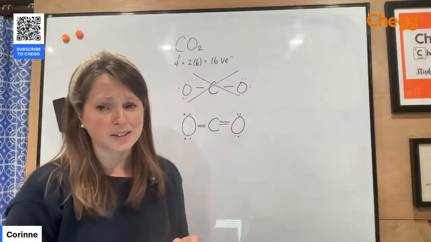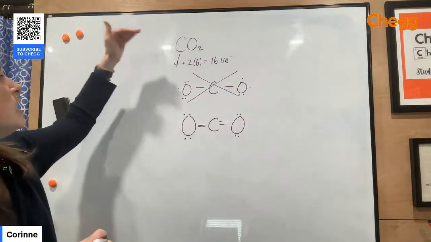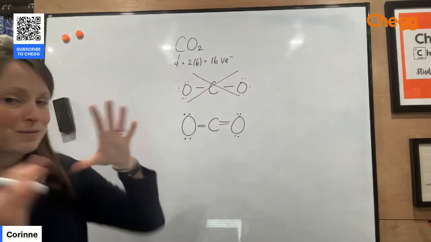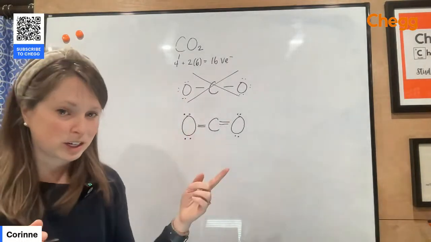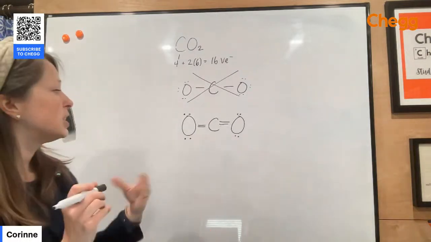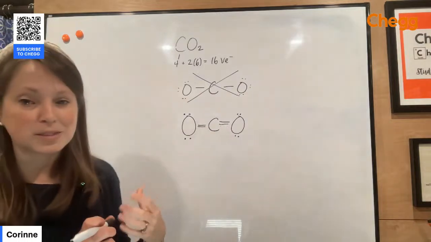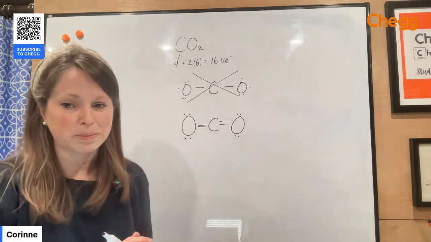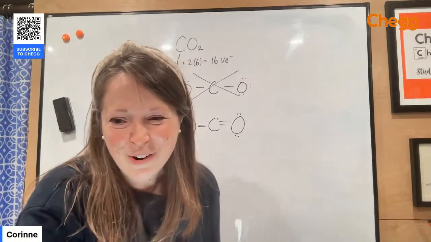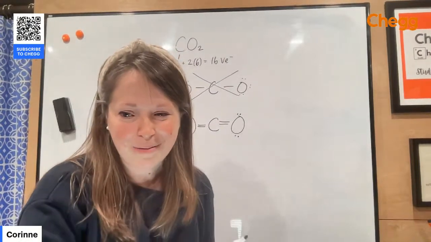It just takes practice. So if you go through the process, find total valence, draw a skeleton structure, make sure everything obeys the octet rule, and then double check your count. If you are missing electrons, or if you've drawn in too many electrons, chances are you're going to have double or triple bonds in that compound, and then you can adjust from there. I don't know if that was helpful. Hopefully that was helpful for double covalent bonds.